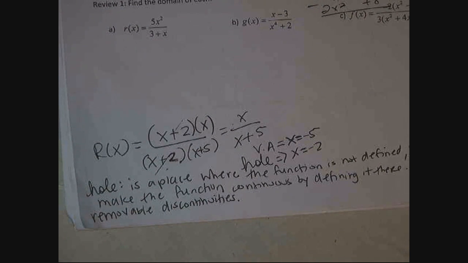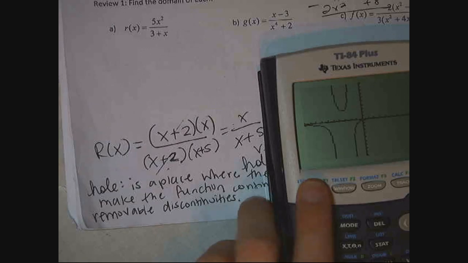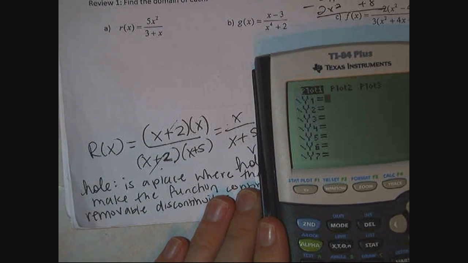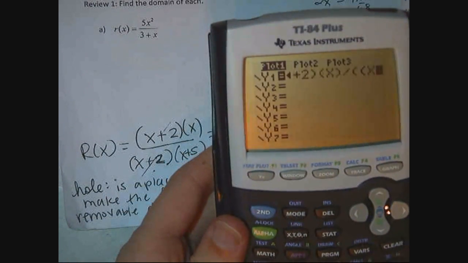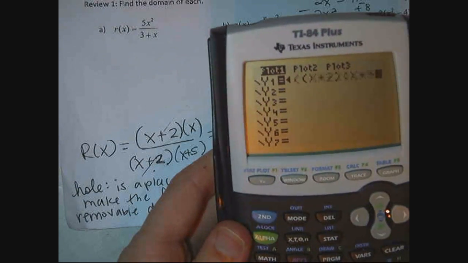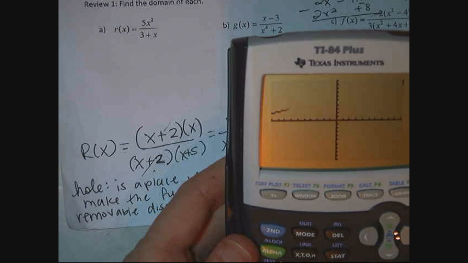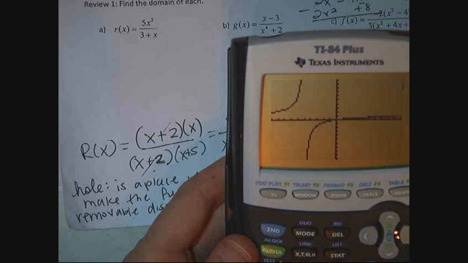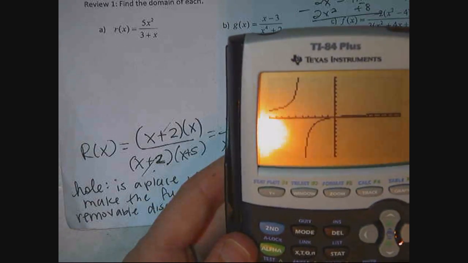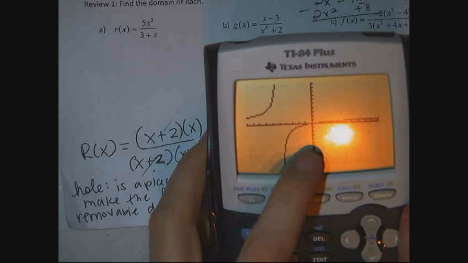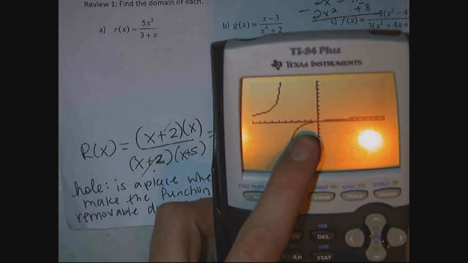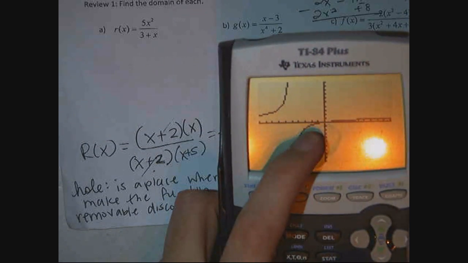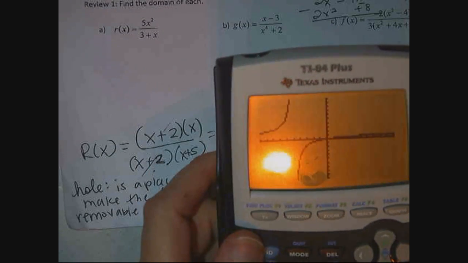Okay, so if I take my graphing calculator and I plug in this equation that we just made up. Okay, so turn it on. Plug it in. So I have x plus 2 times x divided by all of x plus 2 times x plus 5. And I hit graph. Okay. So if I look at x equals -2, certainly looks like I have a value, right? Looks like it goes straight through that point. Doesn't seem to give me a problem.